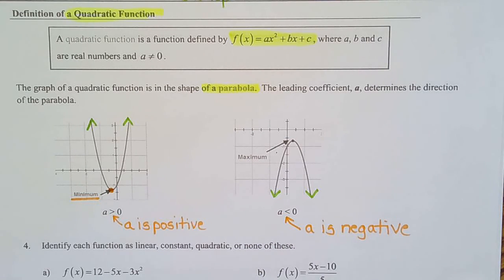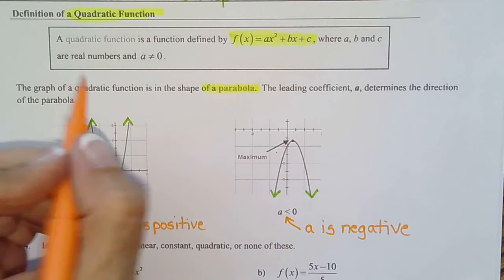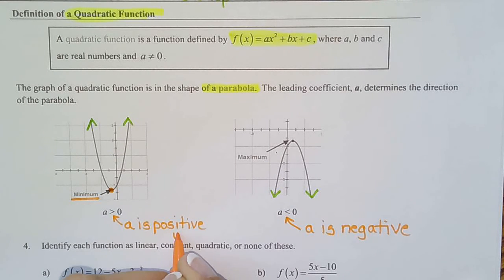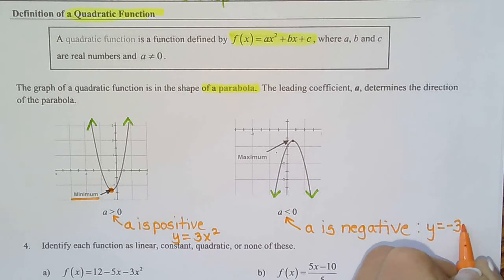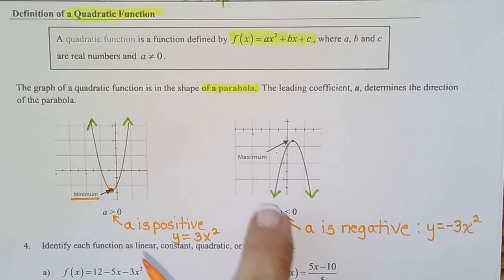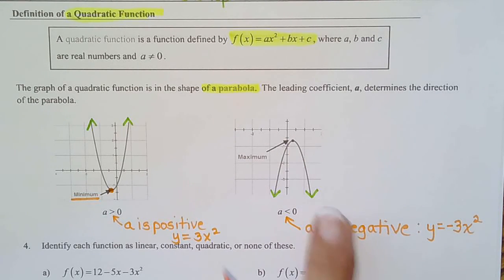So I'll just give you a real basic one. If y equals 3x squared, so there's an example of a positive. If we had y equals negative 3x squared, that's an example of a being negative. So when a is negative, the parabola tips upside down or cups downward.